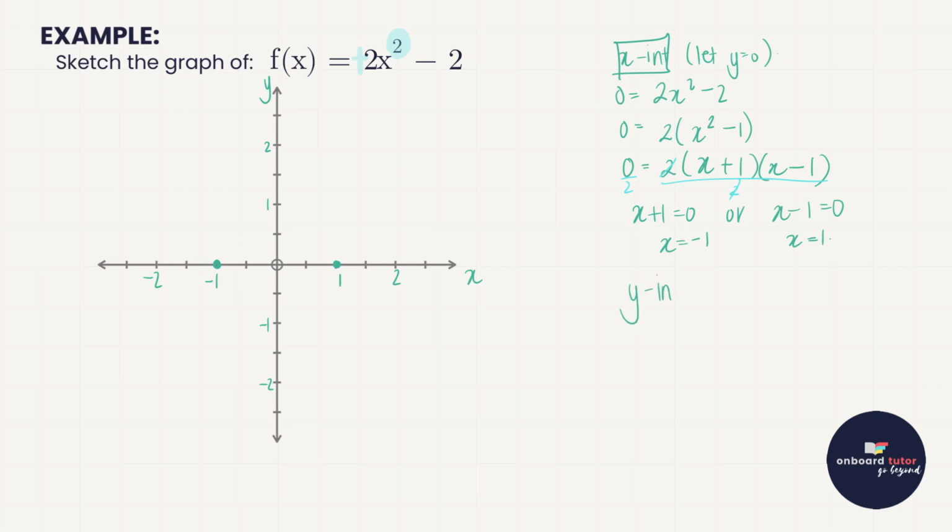The y-intercept, that's when we let x equal 0, or in this case we can actually just read it from the equation. But let's do both just to make sure. So we can read it and say, oh, it's probably going to end up being minus 2. But let's test. So we've got y is equal to 2 times 0 squared minus 2, which does equal minus 2. So there's our y value.